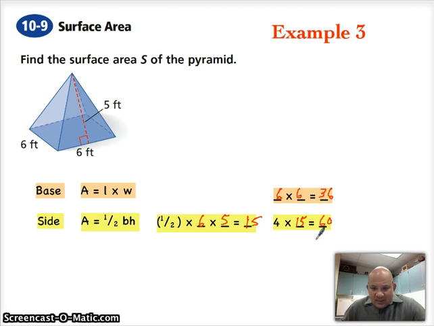So what is the sum of all those areas? Well, it's 96 feet squared. And that's the surface area of that particular pyramid.